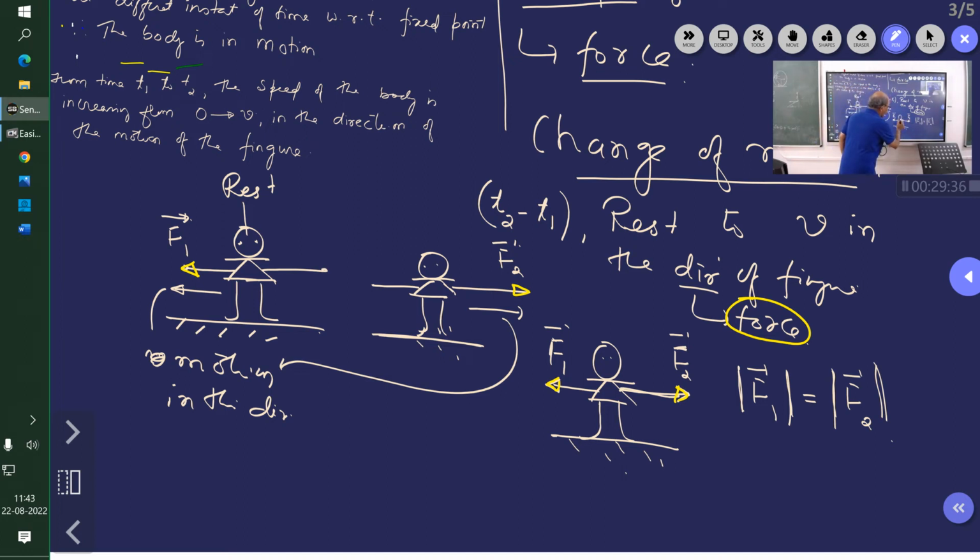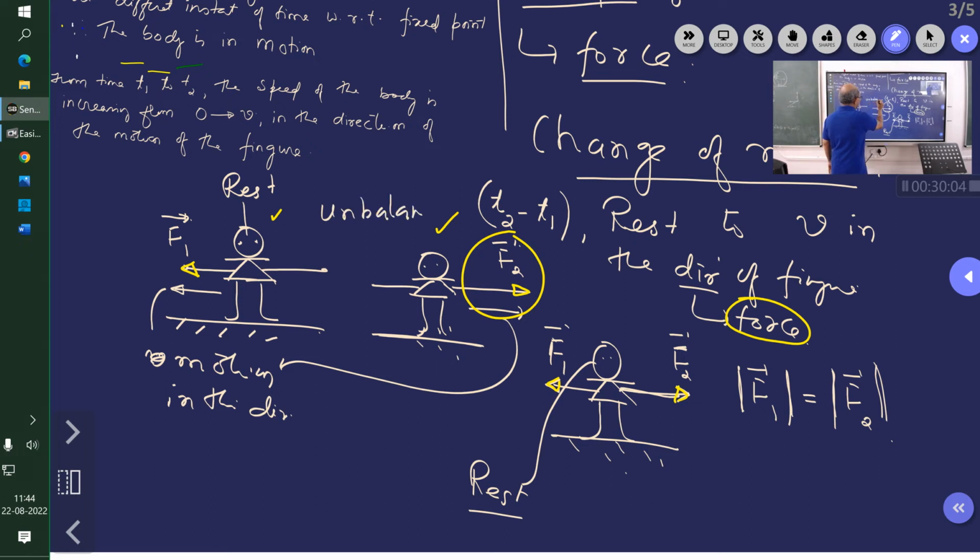Therefore, under the action of these two forces, this person was at rest. Understood? But here you see, when this force was applied, your friend was not at rest. And when this force was applied, it was not at rest. So one more name I will introduce here. We will call this force an unbalanced force. This force and this force, we will call unbalanced force. Here you see the forces are balanced. Is it clear, students? Yes, fine.